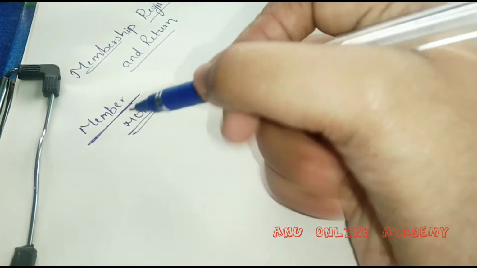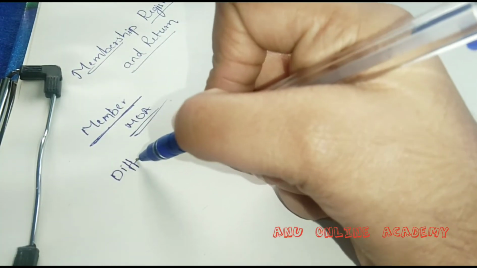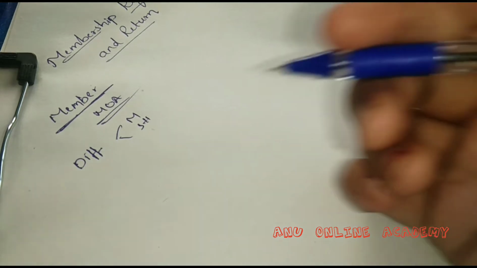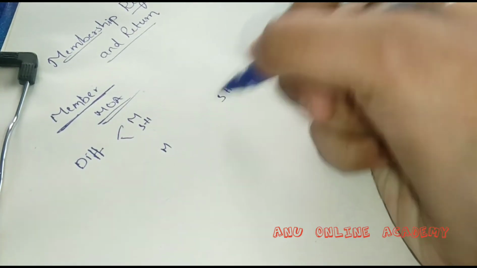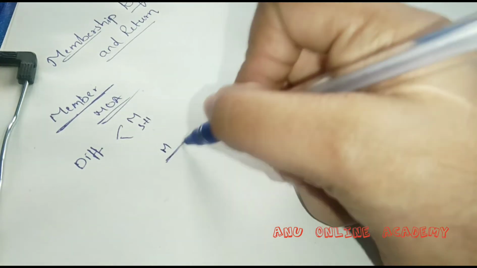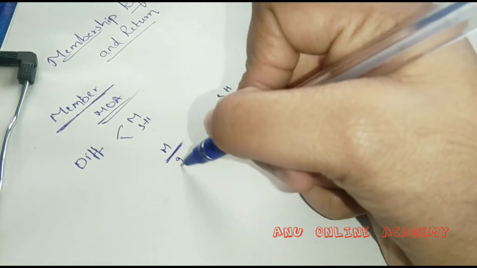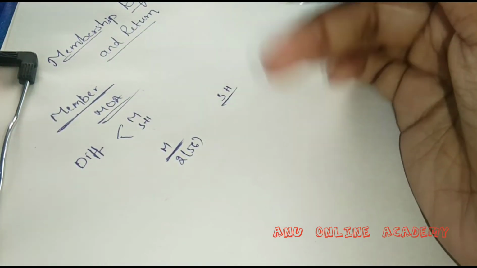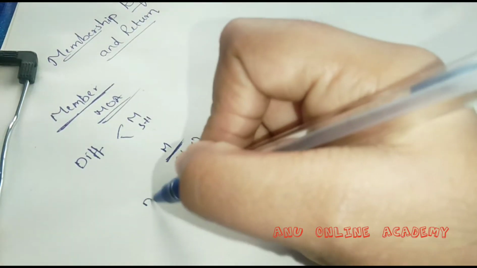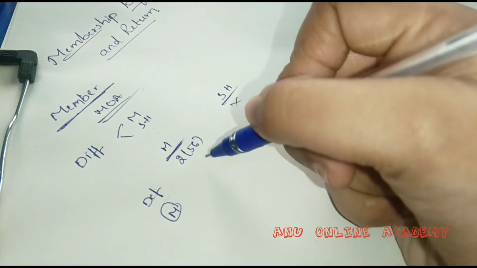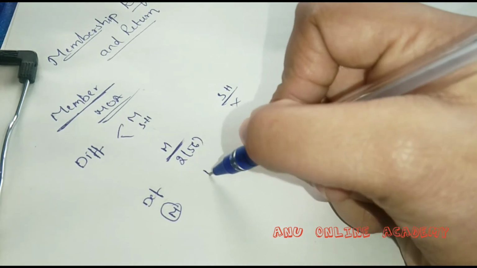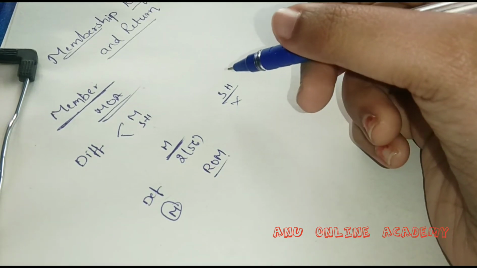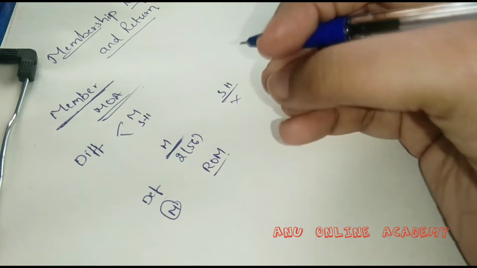And see the next, differences between member and shareholder. See, first, definition. Member has a definition as per section 2 subsection 56, and shareholder has no legal definition. And the next one, meaning: a member is a person whose name is entered in the register of members, that is, records of beneficial owner, and a shareholder means one who owns a share.